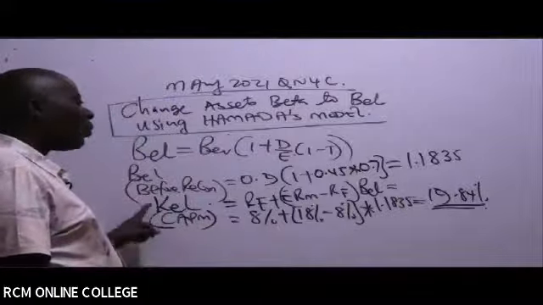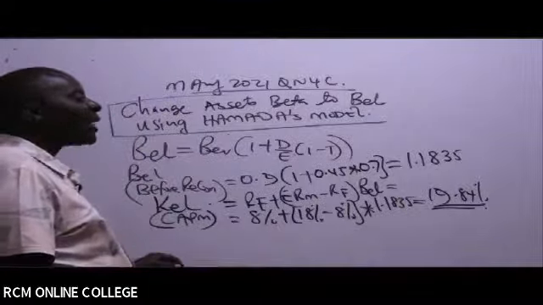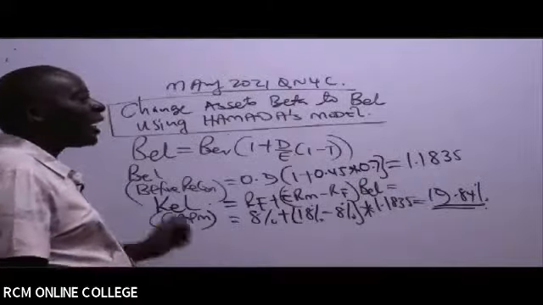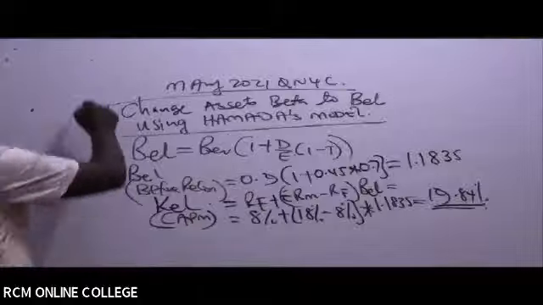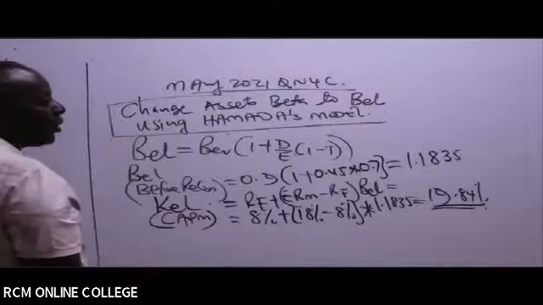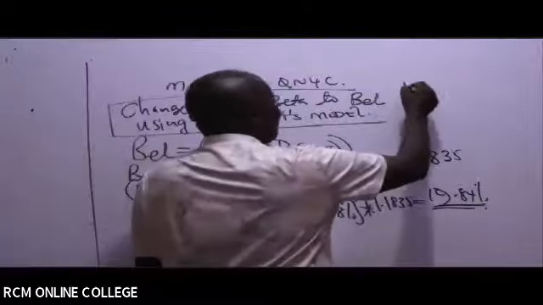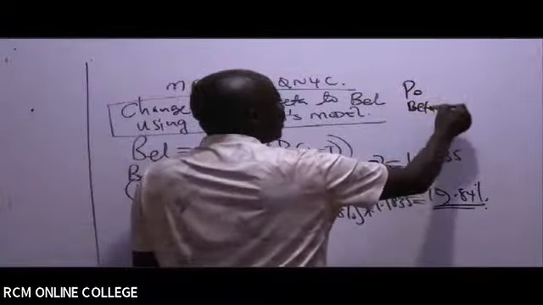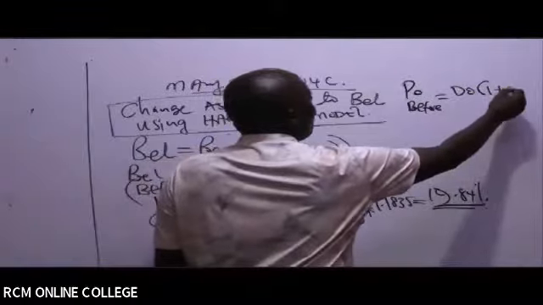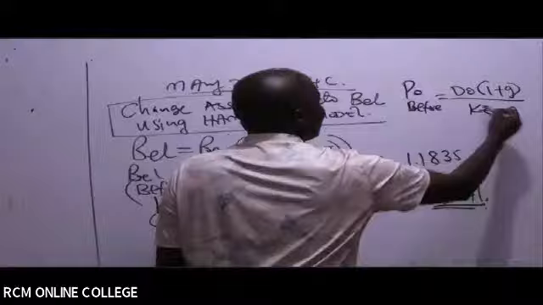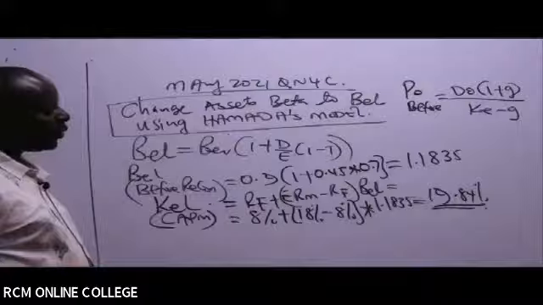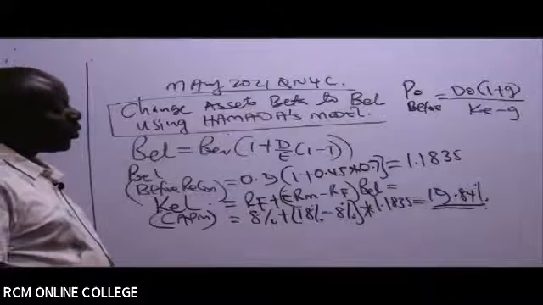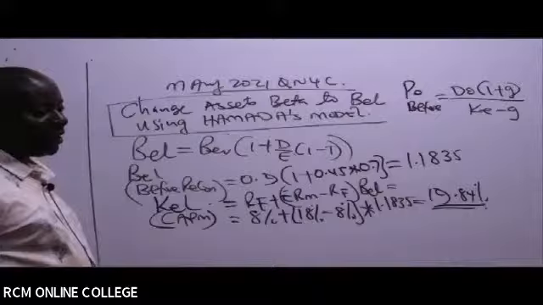Having gotten this, I will not stop there. This time around, the examiner has not asked me to get beta equity before and after, so I can do everything before until I finish. So give us PO before. PO before equals DO into 1 plus G all over KE minus G.